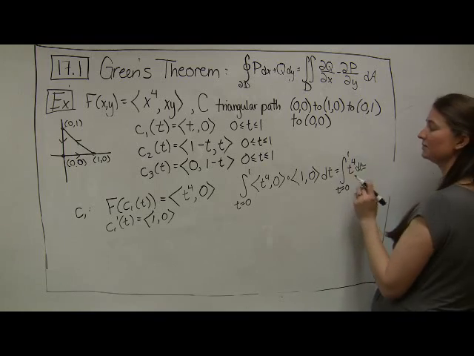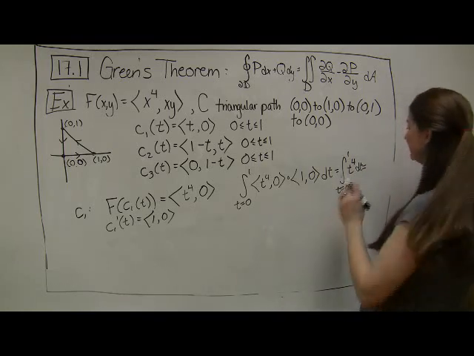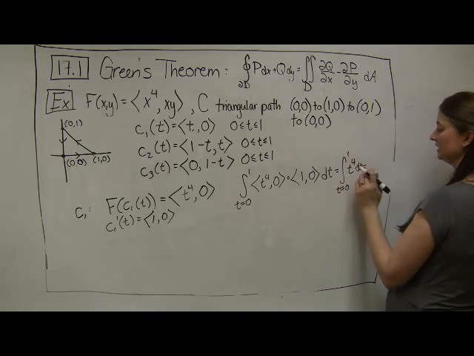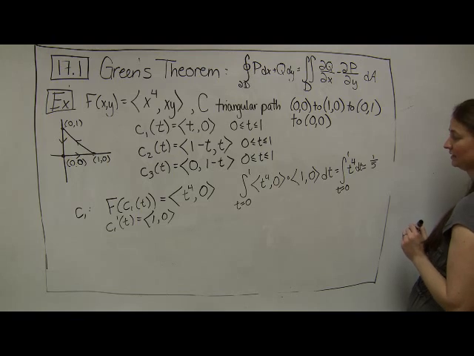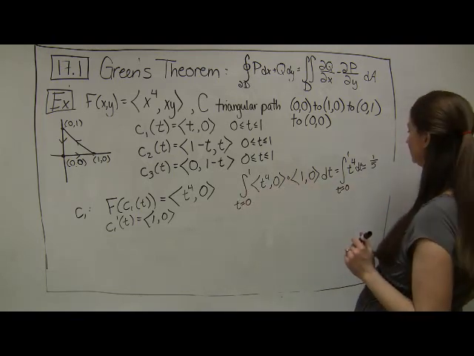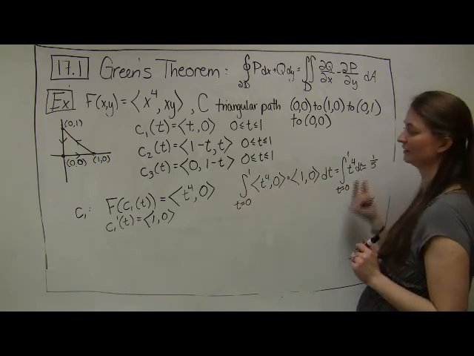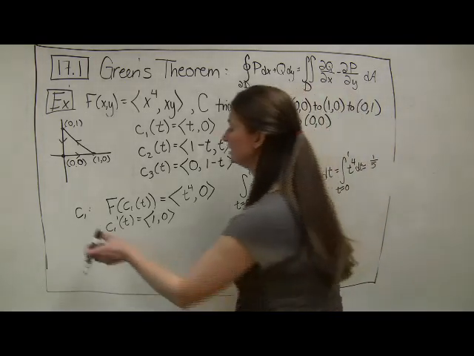And I can integrate this almost in my head. That becomes t to the fifth times 1/5. And when I take that and evaluate it at 1, I get 1/5. And when I evaluate it at 0, I get 0. So this is our first path integral. And I'll save it up here. Let's do the same thing for C2.